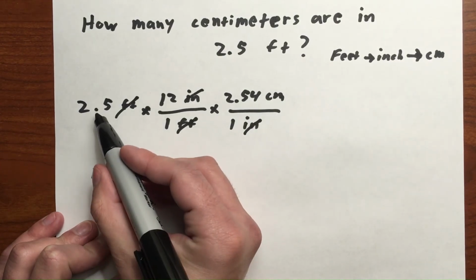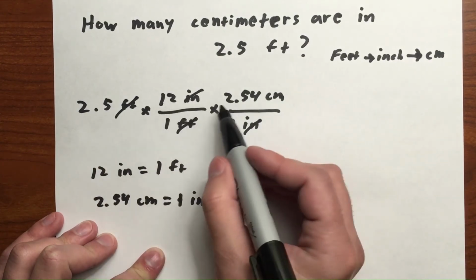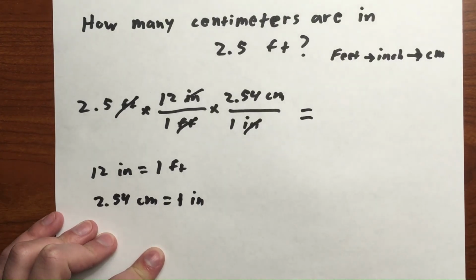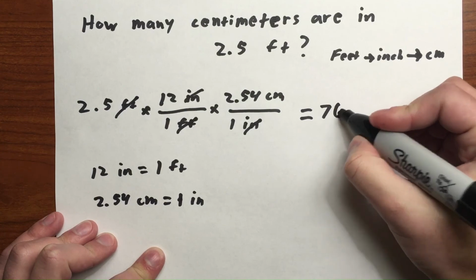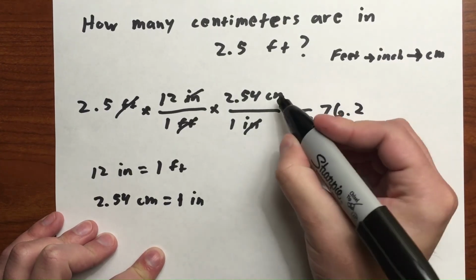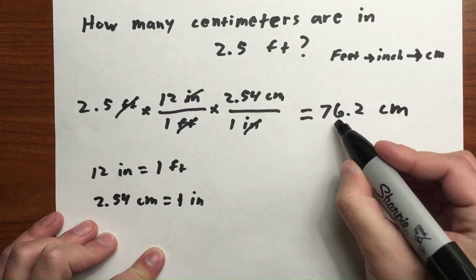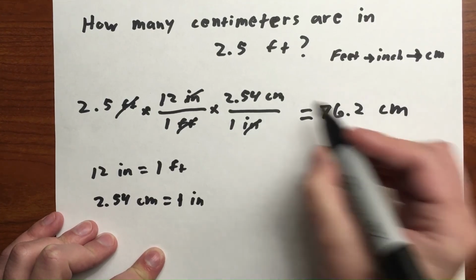So if you multiply 2.5 times 12 times 2.54, you're going to get 76.2, and we're left with just centimeters for our units. So there are 76.2 centimeters in 2.5 feet.